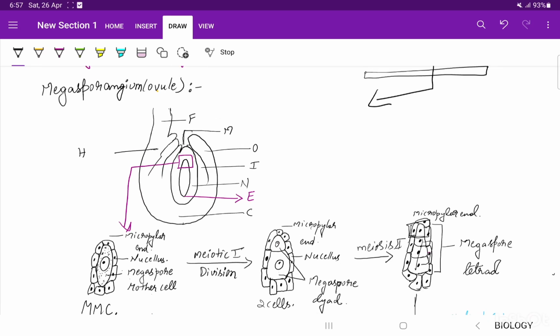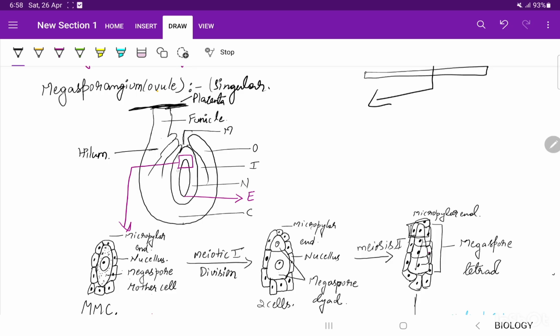The megasporangium is also called the ovule. This is singular. The megasporangium is singular. This is attached to the placenta. Here the placenta is present. The stalk-like structure which is attached to the placenta is called funicle. And the junction where the funicle and ovule attach is called hilum.